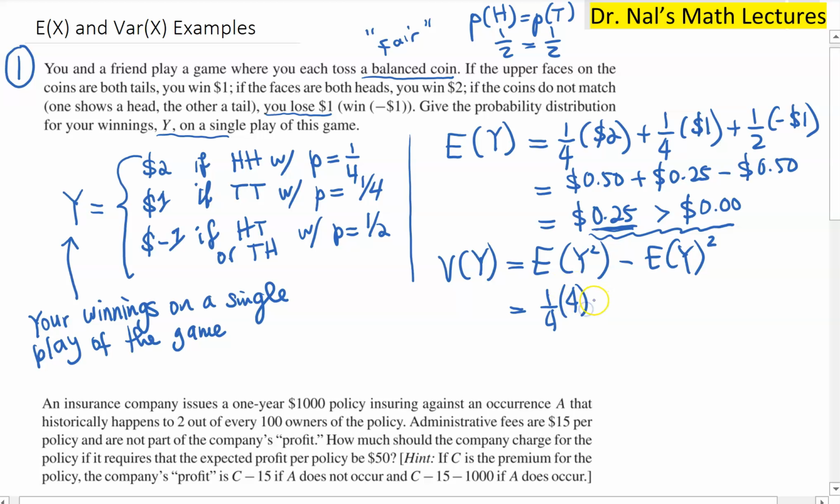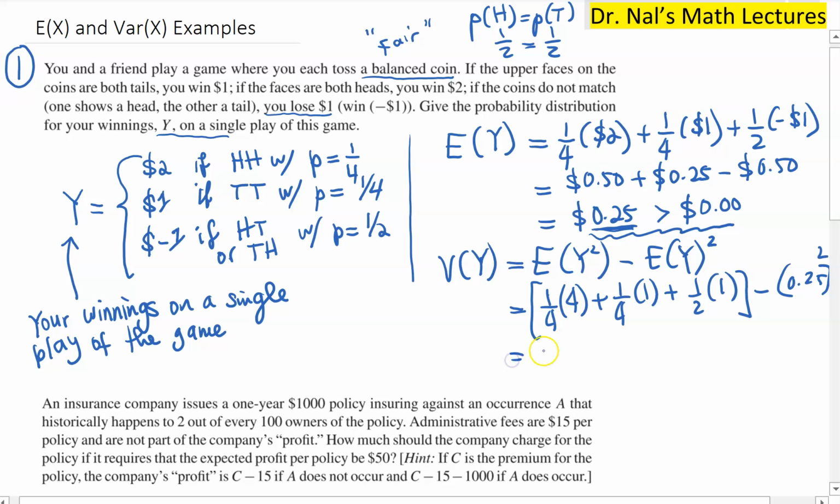I will just drop the dollar signs. 1/4, 1 squared is a 1, plus 1/2 minus 1 squared is a 1. So that will come out, sorry. And then we still have, so that's the first part. And we still have Ey squared. Ey was 0.25. And we need to square it.